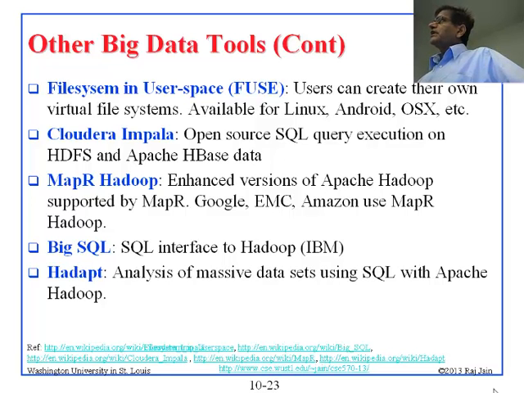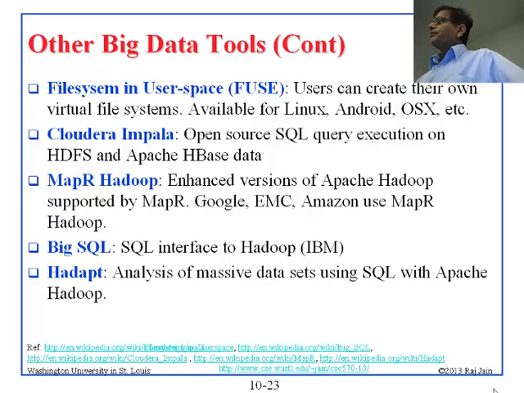Then MapR Hadoop. This is again similar to Cloudera Hadoop. MapR is another company which provides an enhanced version of Apache Hadoop, and I had to put this here because it is very popular. It is used by Google, EMC, Amazon. Right? And Big SQL is IBM. Again, this is a SQL interface to Hadoop. So this is like Impala.